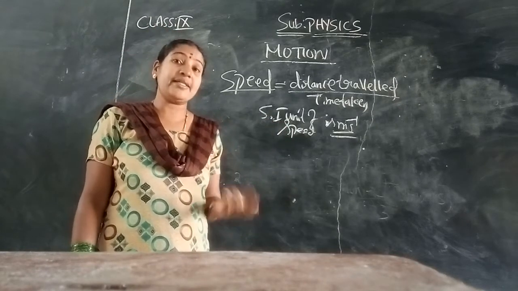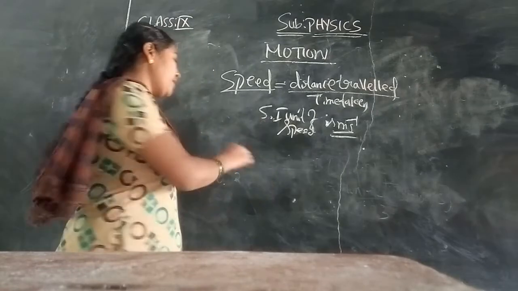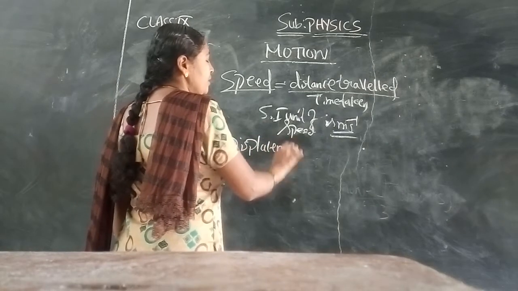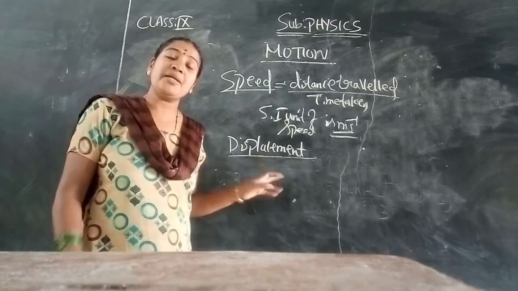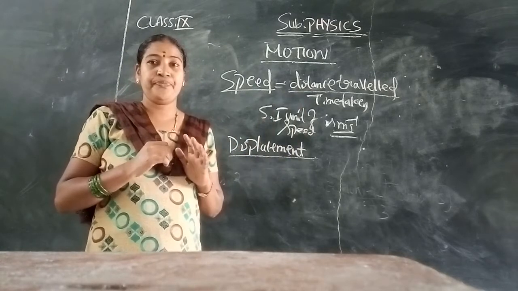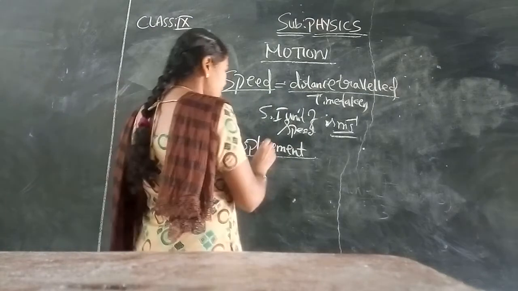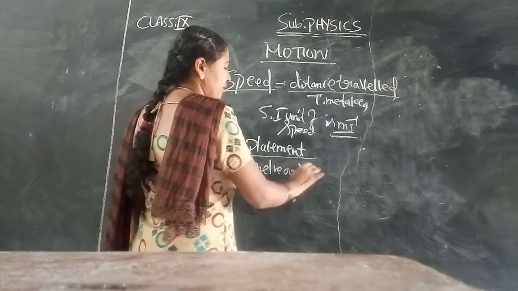What else next? Displacement. Distance you have already learned. Displacement is nothing but the shortest distance between the initial and the final position of a body. What is the SI unit of displacement? Meter or kilometer. The SI unit of displacement is meter or kilometer.